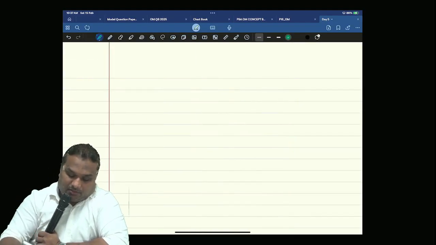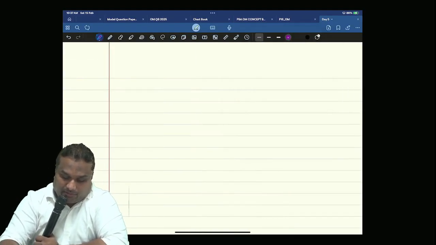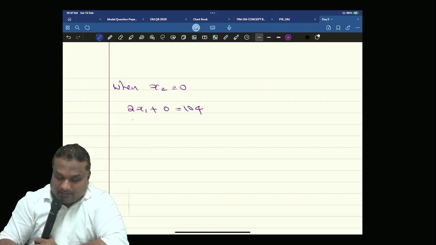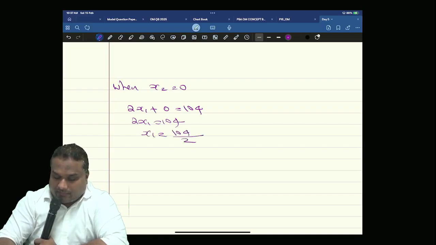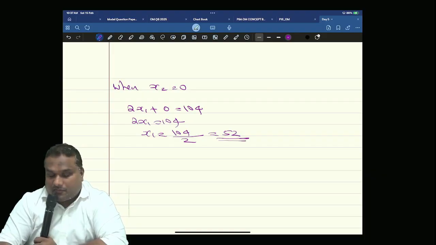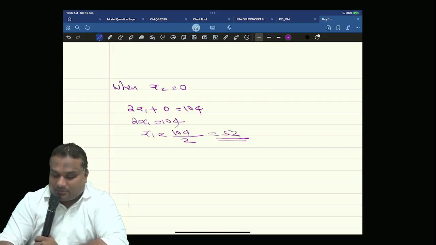Next, write on. When x2 is equal to 0, 2x1 plus 0 equal to 104. That means 2x1 equal to 104. x1 equal to 104 divided by 2 equal to 52. Now what is the value of x1? 52.